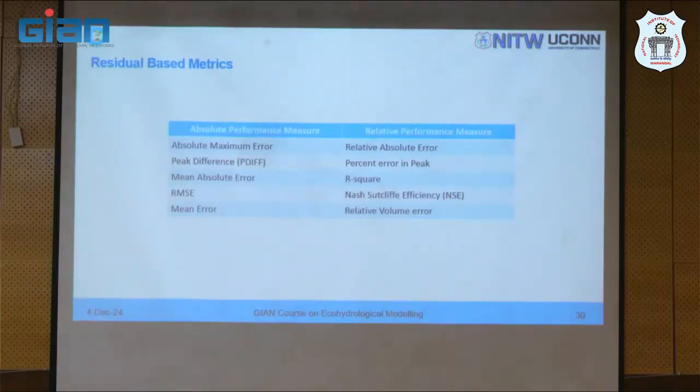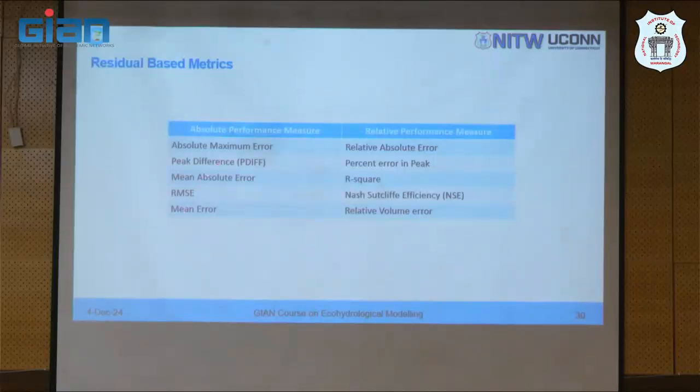What is the maximum error that is there in your entire time series? Each time step you can measure the error. Among those errors, what is the maximum error that you have? Peak difference, wherever the peak is coming, if you are interested in flood, find out the peak difference. Mean absolute error, what is the mean error that you are getting among all the errors that you have? RMSE, root mean square error, another metric which is very commonly used.